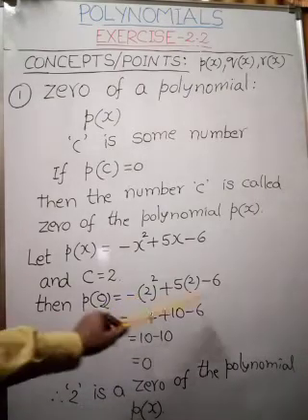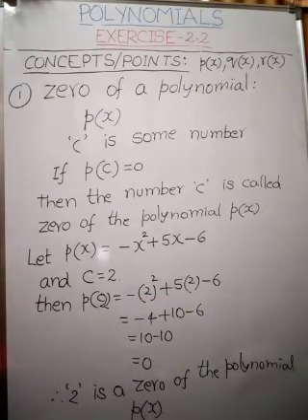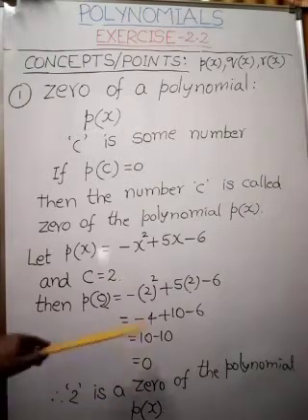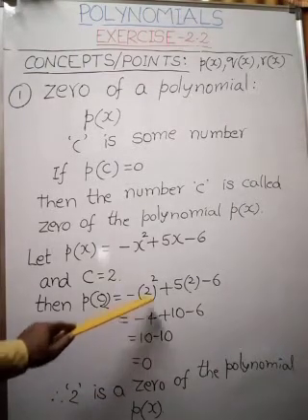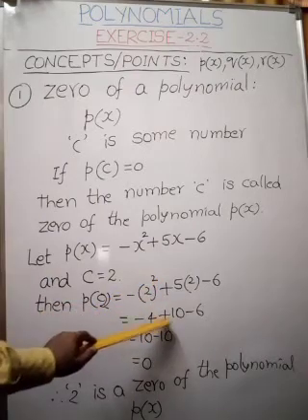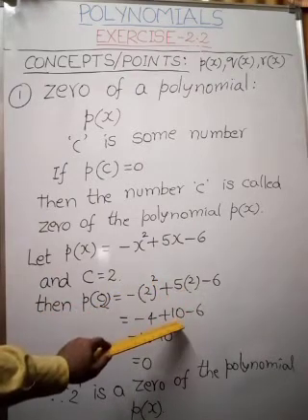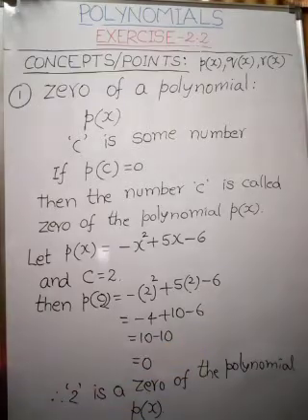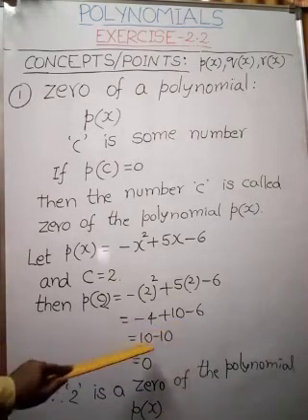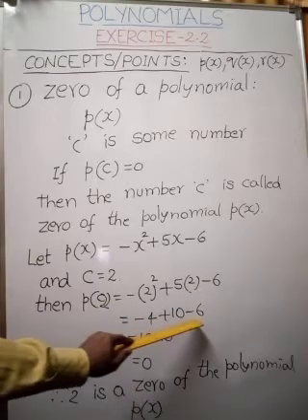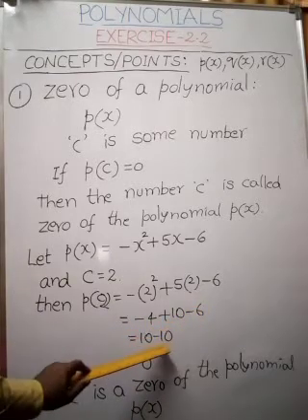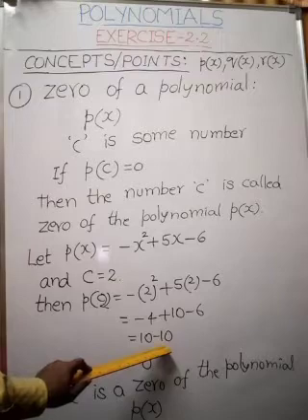In the first step we substituted x is equal to 2 in the polynomial. Then what will you get here? Minus 2 square, 4, plus 5 into 2, 10, minus 6. Understood this step, my dear children? Right. Now I wrote here plus 10 minus 4 minus 6. What will you get? Minus 10. Understood this step, my dear children?